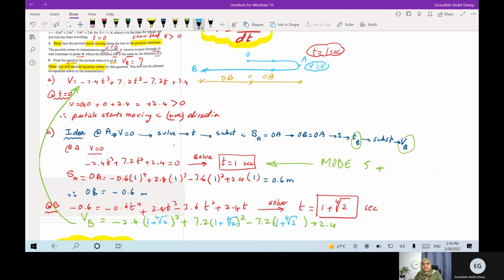Because thirds are exact, fractions are exact, and pi is exact. We have some specific items; we use them as exact answers. Then when you find the velocity, it will be negative 4.04, and we're done. Now let's start with acceleration.